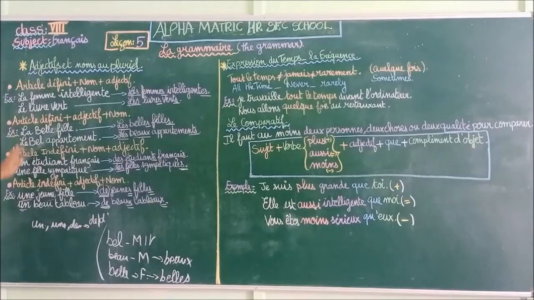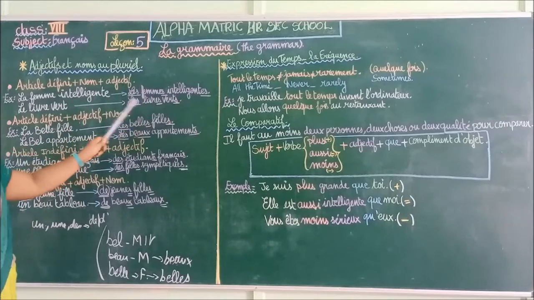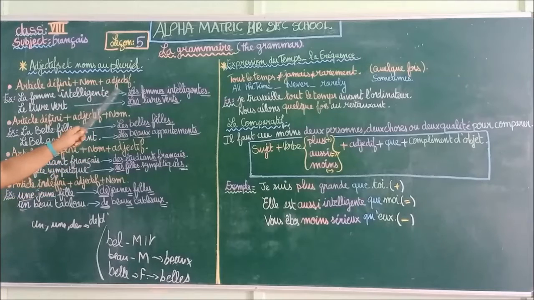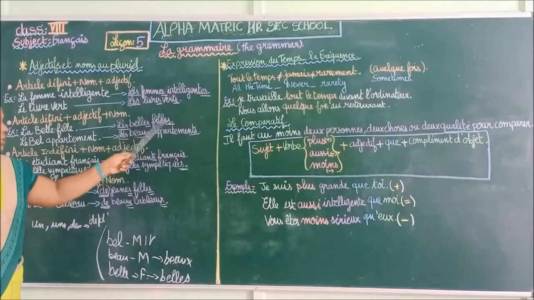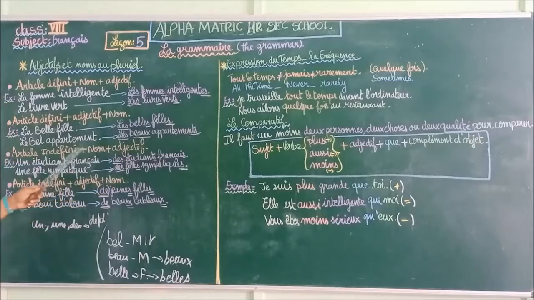So did you understand? Article défini plus noun plus adjective, it is easy. So we are going to add an S for each and every noun and adjective and change the article. Okay, so next one also the same. We are going to change the article and write the plural form of the noun and the adjective.